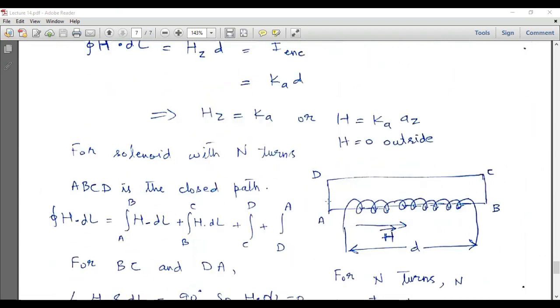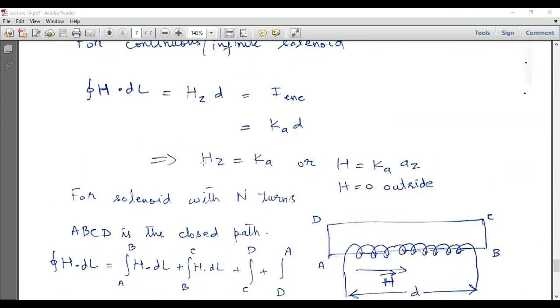So that is all about our derivations of magnetic field intensity for two types of solenoids. I hope you have understood how the mathematical forms of these magnetic field intensities are derived using Ampere's law for both solenoid types.